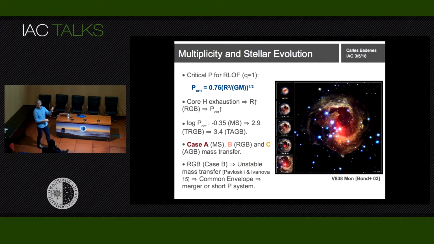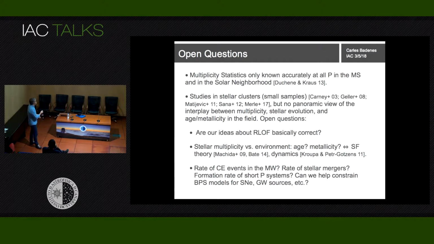Okay, sometimes we see it, but a lot of episodes like these are not going to be seen. And this is crucial because this influences the rate of stellar mergers, the formation rate of short period systems, and supernovae, gravitational sources, etc. So it is important to have systematic knowledge of these things in order to get a handle on rates and be able to understand the specific individual objects that are so interesting.